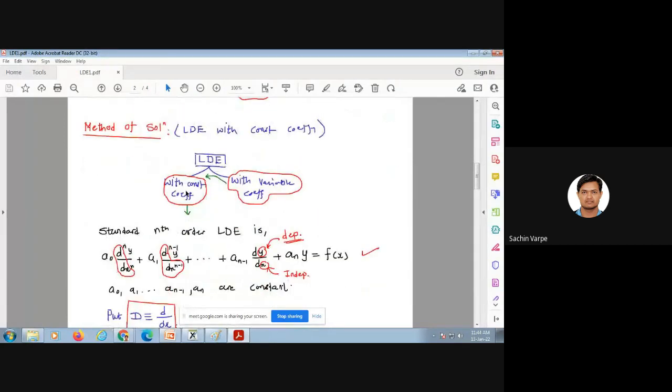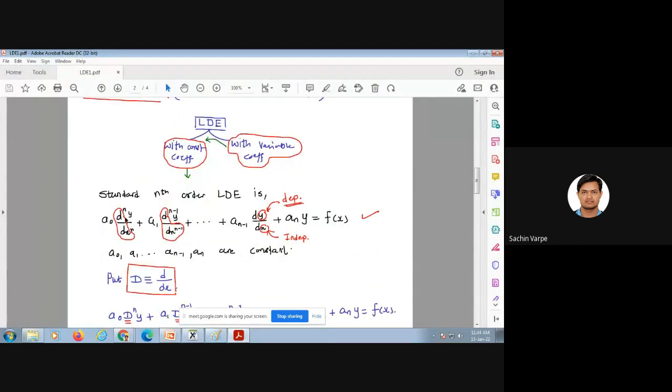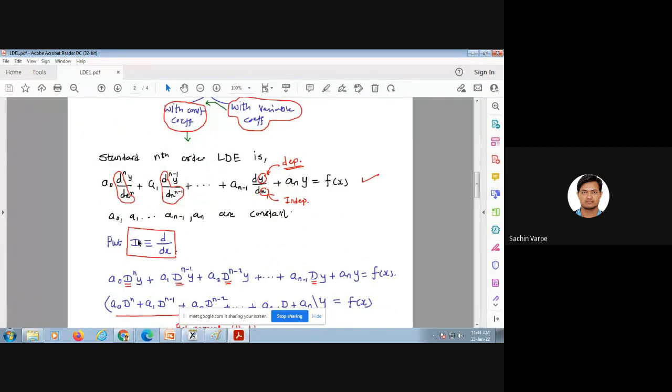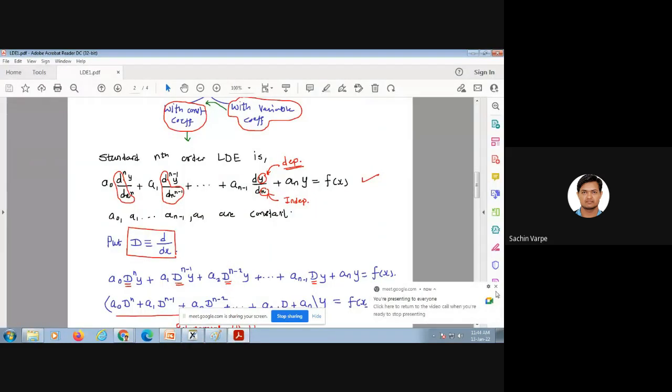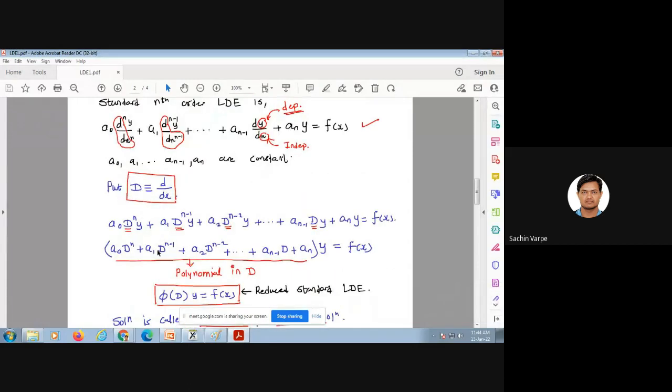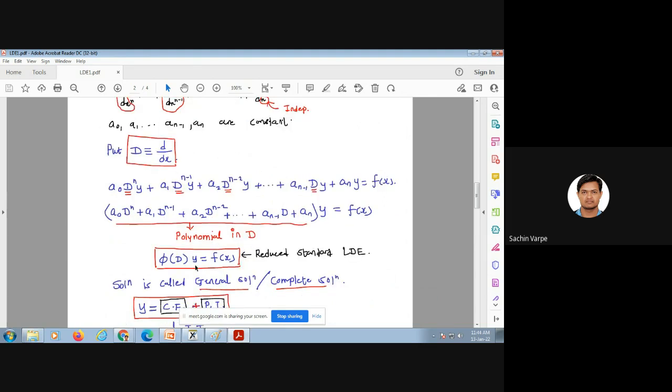Method of solution we have started with. So the first step towards the solution is we have substituted the operator capital D, which is a derivative with respect to x. And when we substitute into the equation, we will get the capital D form of the equation, that is of the form phi of D into y is equal to f of x, where this phi of D is a polynomial of degree n, right? Polynomial of degree n, and the variable is D there.